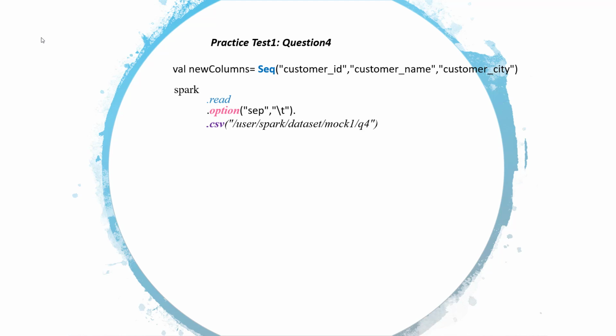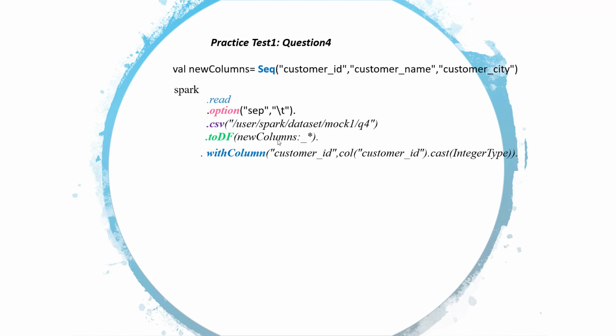Once I have read my data frame, I want to apply this particular schema to my data. There is a way to do that. I can say toDF and then provide this sequence here like this. This is one of the ways to apply the column names to my input data frame. But this sequence should exactly match the number of columns in my input data frame. Then only I will be able to do something like this.